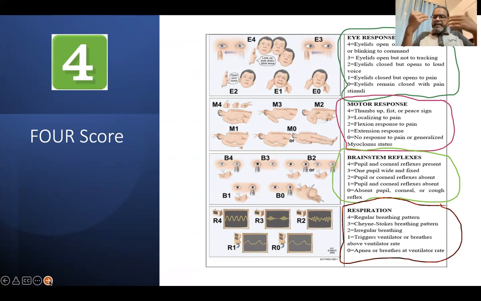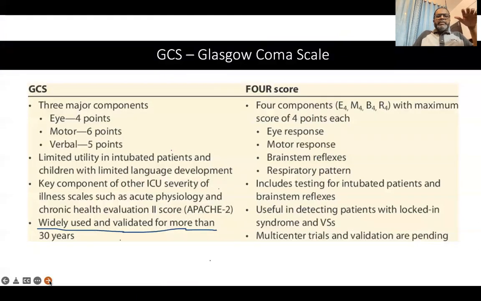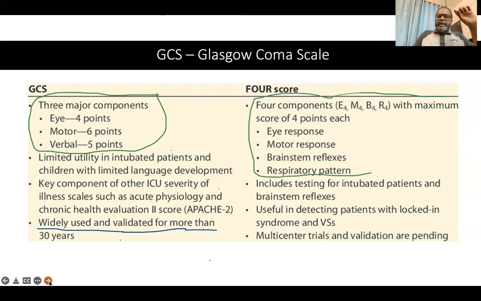Again, coming to the respiratory response, they look at a regular breathing pattern, or Cheyne-Stokes breathing, or irregular breathing, or whether it triggers the ventilator or breathes above the ventilator rate, and apnea. Something we have to know is the basic difference between the GCS and the FOUR score. In the GCS, there are 3 parameters assessed. But in the FOUR score, 4 components are assessed, which include eye response, motor response, brainstem response, and respiratory system. That is E4, M4, B4, and R4.